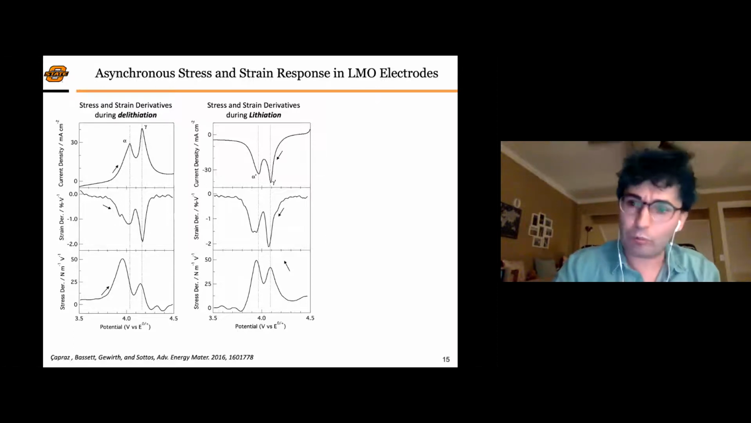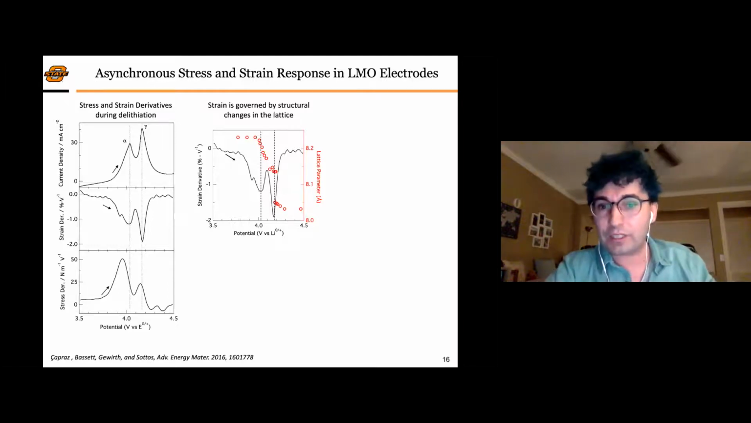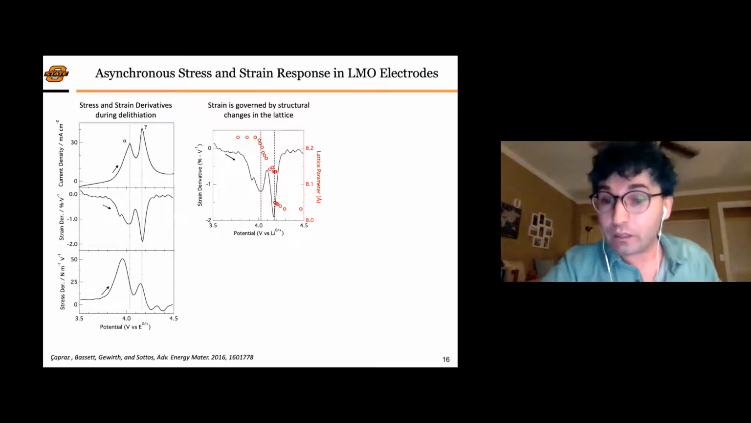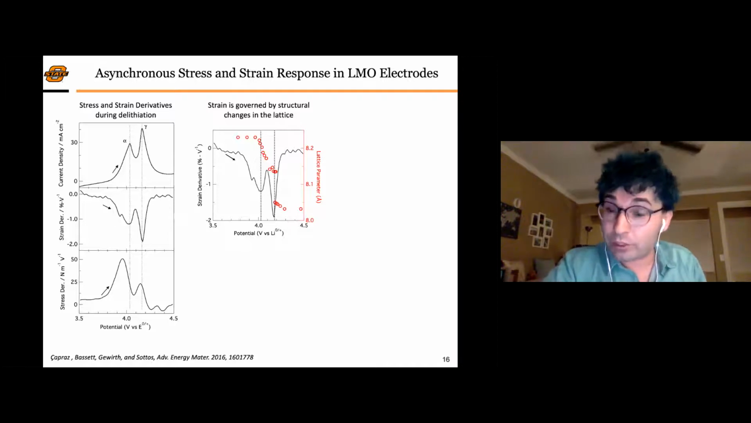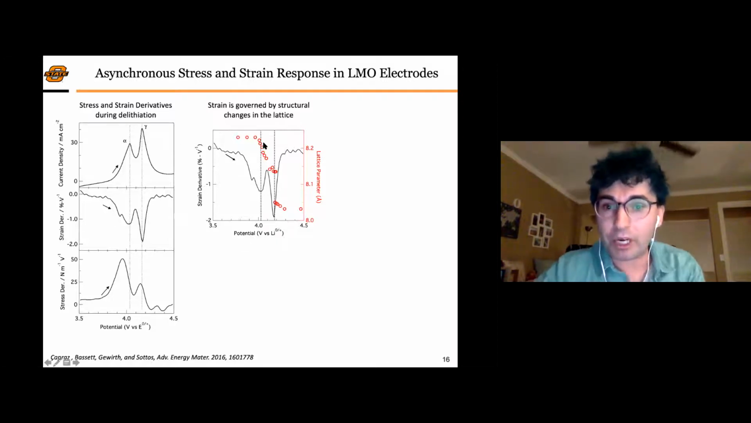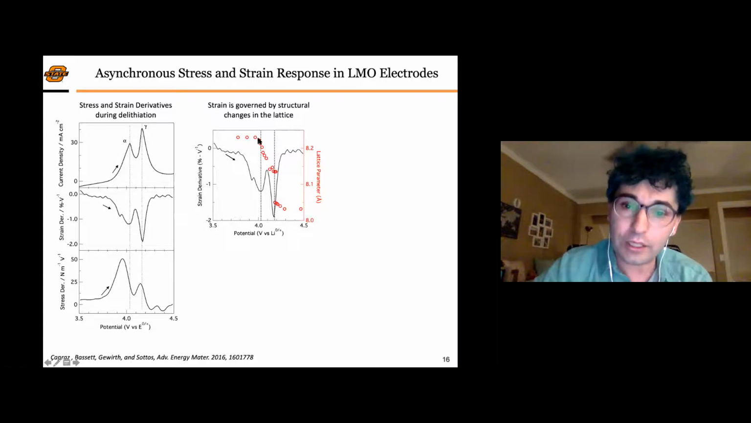To look at it a little more, we compare the strain derivatives with the lattice changes in the electrodes. During the lithiation or delithiation, the lattice will change due to the lithium insertion or removal. Here the red part represents the lattice change from the XRD data, and you observe the reduction in the lattice as the lithium is removed. And these sharp changes in the lattice parameter are well correlated with the strain derivatives.